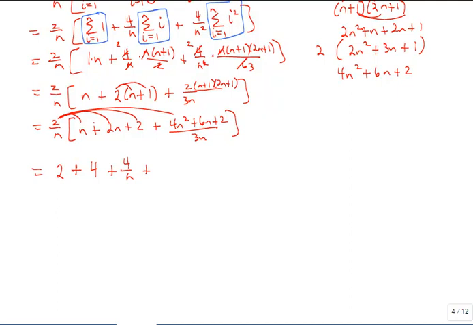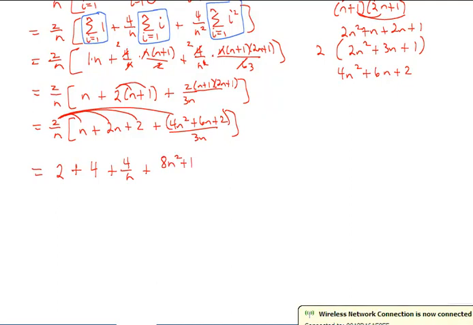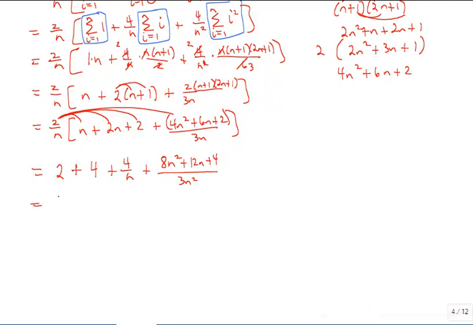Nothing cancels. I can double the top, so I'm going to double all 3 of these terms. So this would be 8n squared plus 12n plus 4. And on the bottom, n times 3n is 3n squared. Now these are almost pretty much done here. What I could do is add my 2 plus my 4 to get 6. But after that, I'm pretty much done. If you really wanted to get a common denominator, you certainly could, but I recommend just stopping right here.